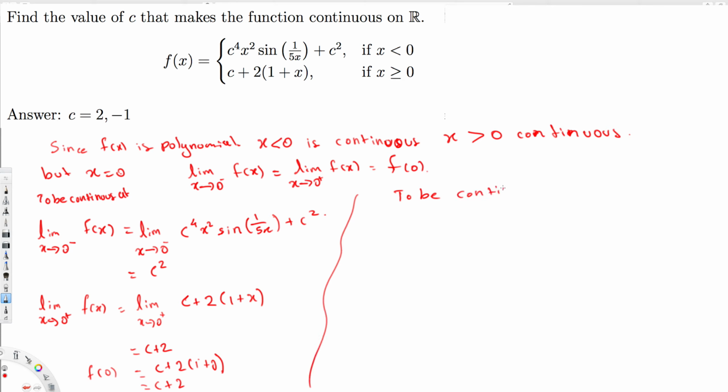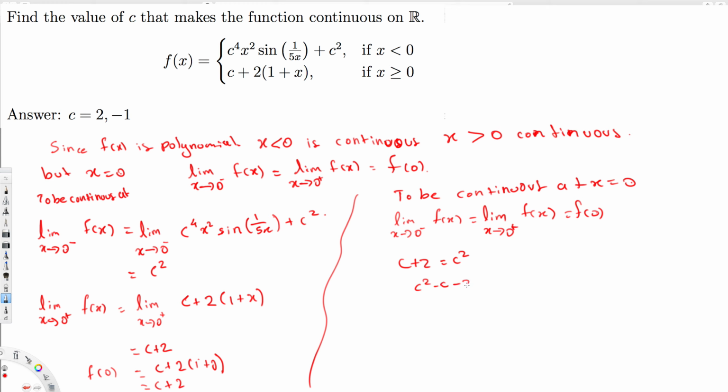Therefore, to be continuous, I mention again, to be continuous at x equal to 0, the limit as x approaches 0 from the left hand side of f of x should be equal to the limit as x approaches 0 from the right hand side of f of x, which should be equal to f of 0. Since f of 0 and the right hand side limit are the same equation, we can take one of them, c plus 2, and equate it to the left hand side limit of f of x, which is c squared. So let's bring everything to one side.